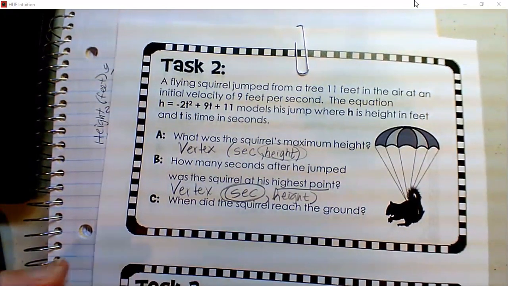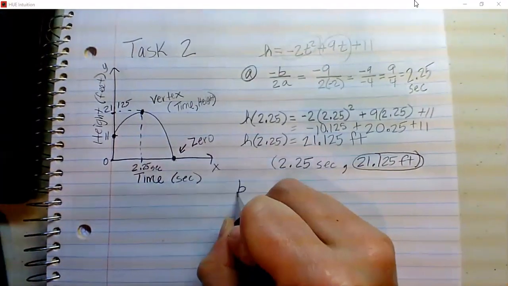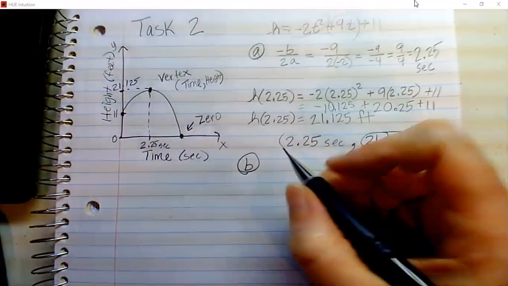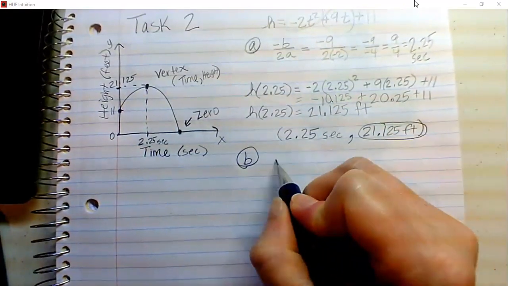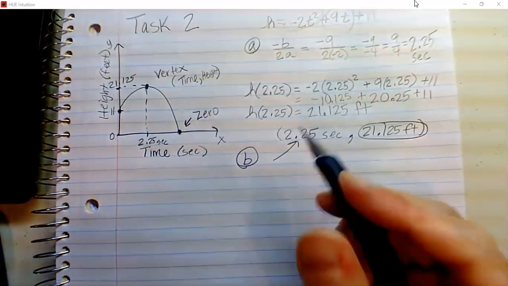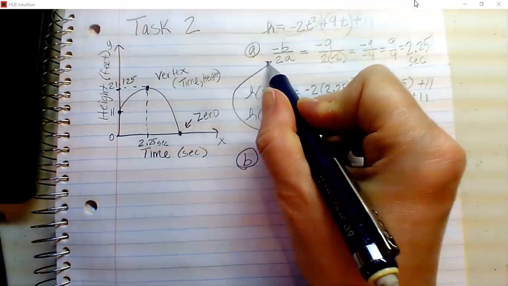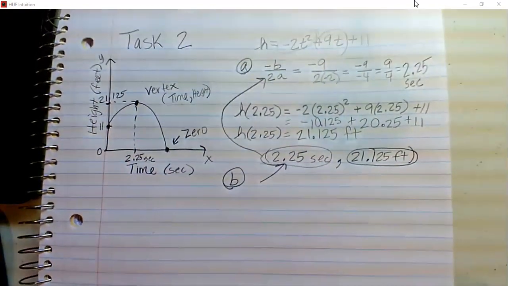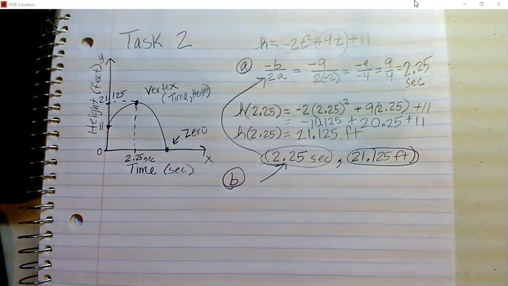Well, hang on a second. We already did that in part A. Ooh, a twofer. I love a twofer. So part B, I want to know at how many seconds was that squirrel at his maximum height? Boom, right there. You already did it, in this part right here, where it was -b over 2a. You already found the time at which that squirrel was at its maximum height: 2.25 seconds.